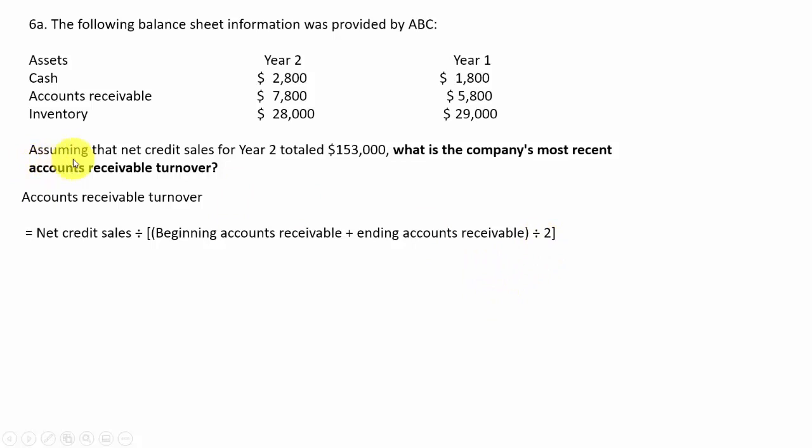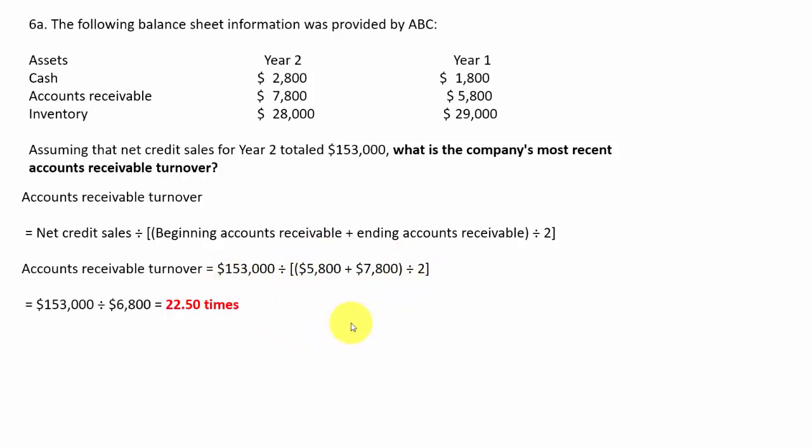And they want to know what is the most recent accounts receivable turnover. All right, so that would be the credit sales for year 2, because that's the most recent year, 153,000, divided by 5,800, which would be the accounts receivable at the end of year 1, which is the same thing as the beginning of year 2. So we're looking at this beginning year 2 plus the end of year 2, which is 7,800, add them together, divide by 2, and divide that whole thing into the credit sales.